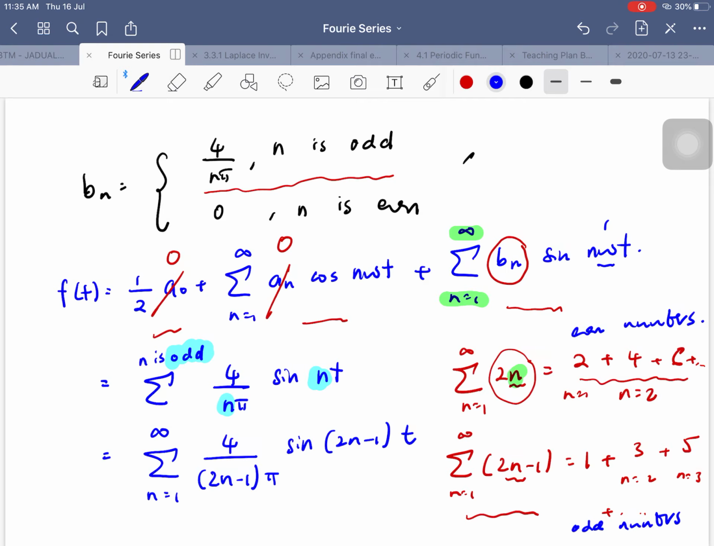Of course, if n is even, you substitute 2n wherever there is n. But when n is odd, you substitute 2n minus 1 whenever there is n in the function. So that is how it goes. That is going to be our Fourier series. So this is going to be the end of the calculation.